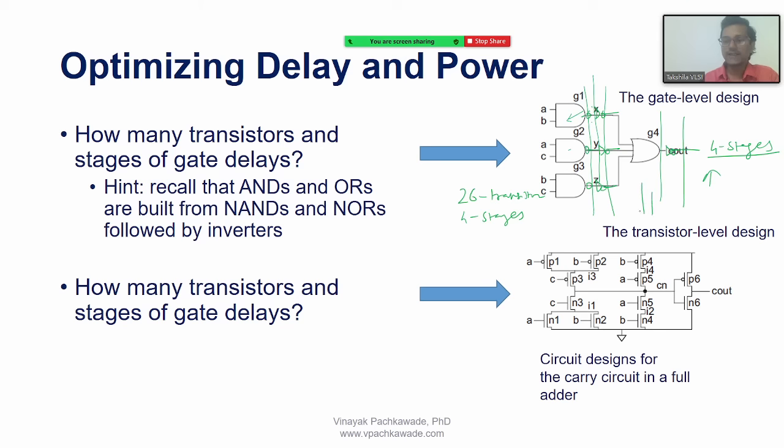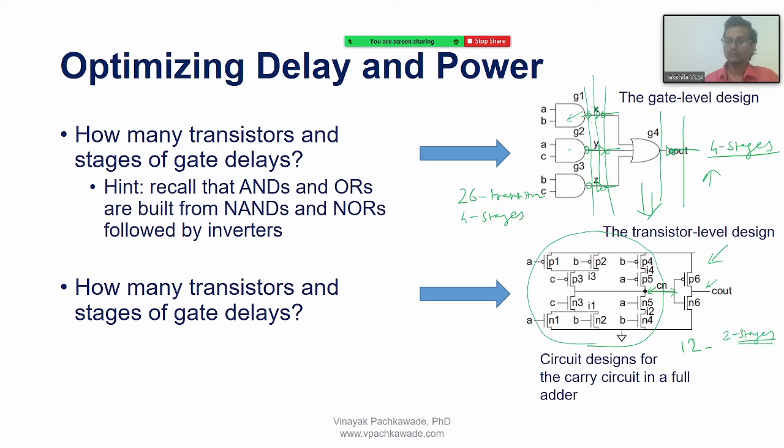But now the same design with some circuit design technique somebody has implemented at transistor level. How many transistors do you see here? Well, I think 12 transistors. And stages of delay: this is the first output of this circuit, which feeds this circuit, and this is the second output. So 2 stages of delay.